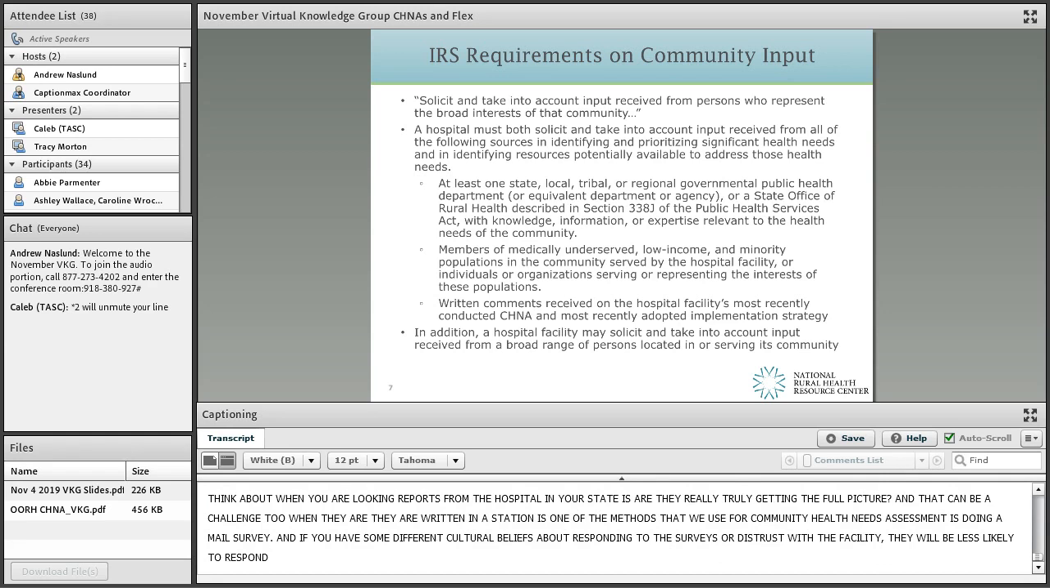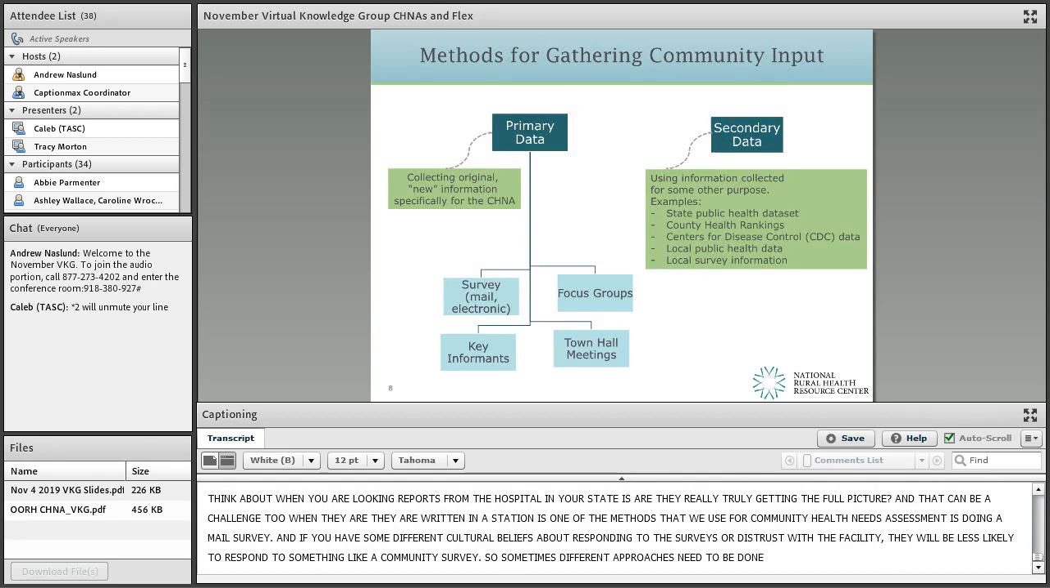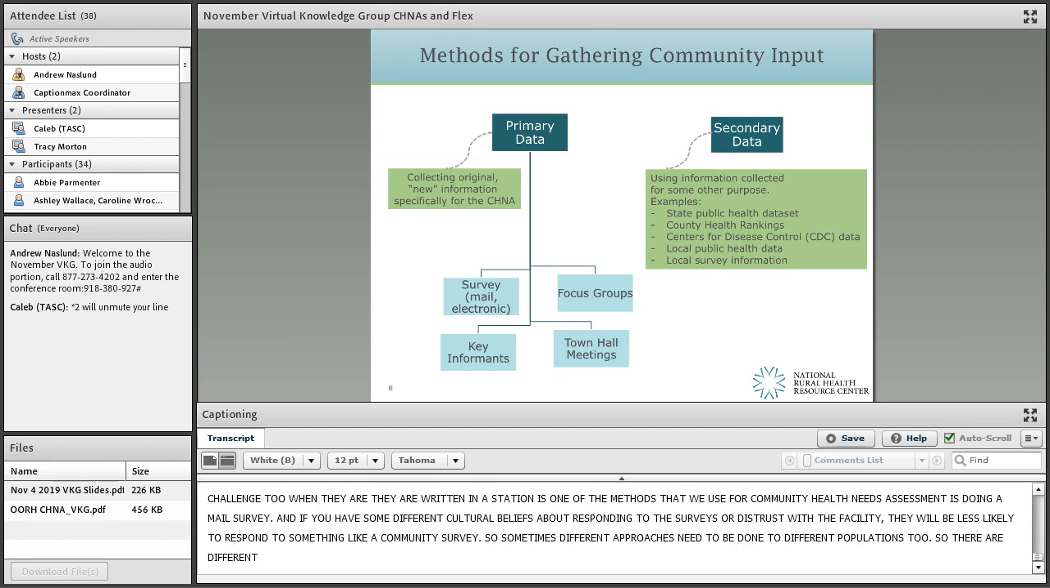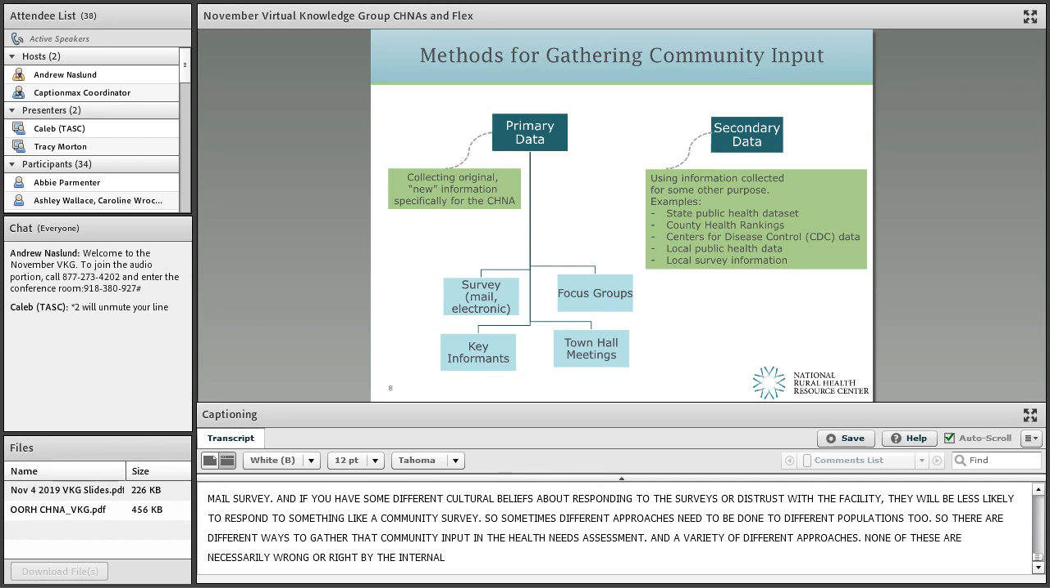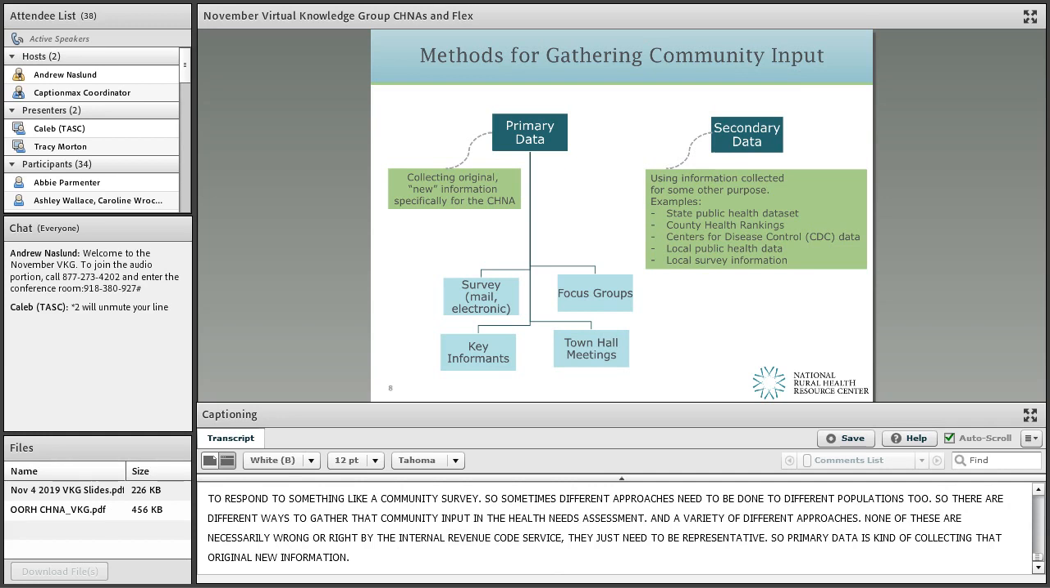And that actually can be a challenge too when, say, one of the methods that our organization uses for community health needs assessments is doing a mailed survey. If you have a transient population in the area, or those that have some different cultural beliefs about responding to surveys or distrust with the facility, they're maybe going to be less likely to respond to something like a mailed community survey. So sometimes different approaches need to be used to reach different populations too.